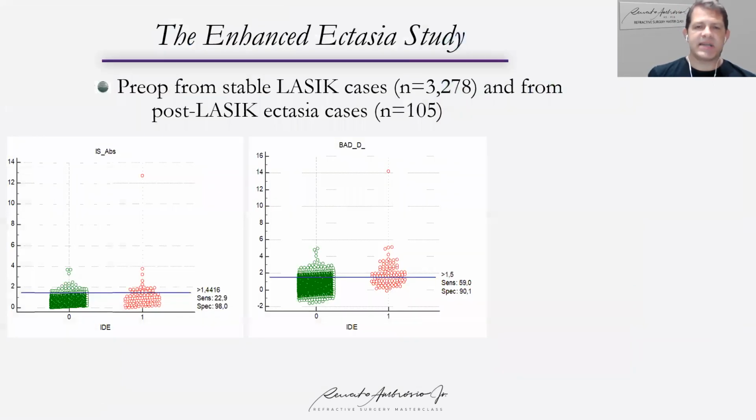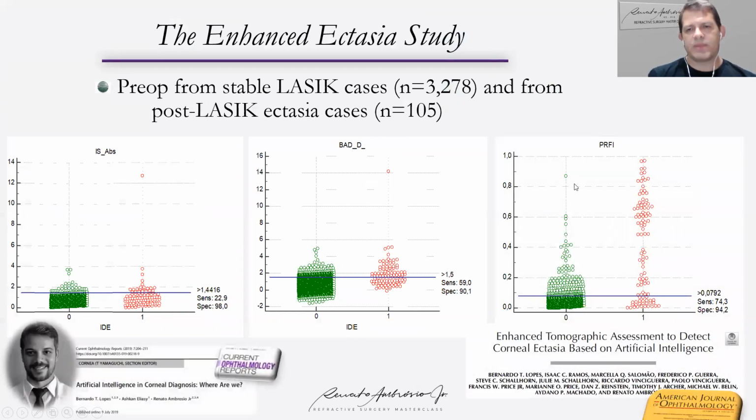In the enhanced ectasia study, we looked at 105 pre-op data from patients that had ectasia after LASIK, compared to 3,278. You see the IS value, the classic asymmetry between the superior and inferior parts of the cornea, is very specific, but not so sensitive, less than 25%. The D, which was not available when these cases were performed, was sensitive enough to detect about 60% of cases. But if you improve the artificial intelligence with the Pentacam random forest, you can improve that significantly from the BAD-D. Interestingly, you still have cases down here, and that leads us to the need for more data.